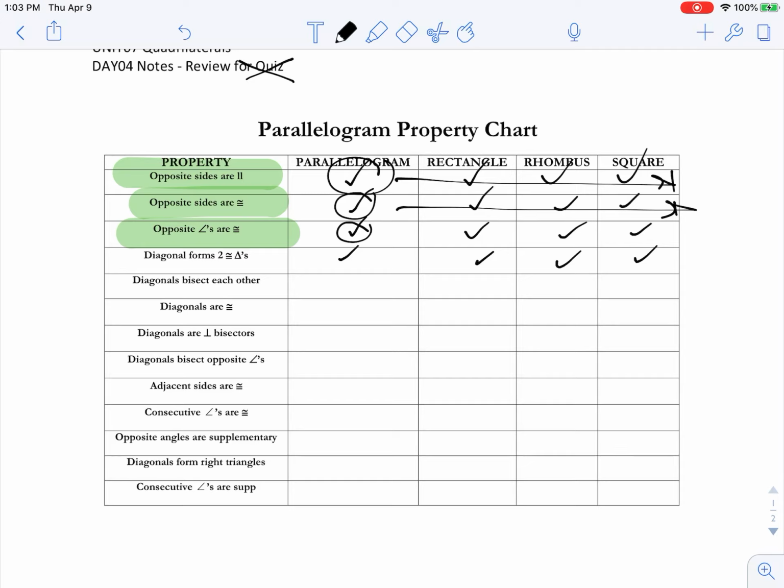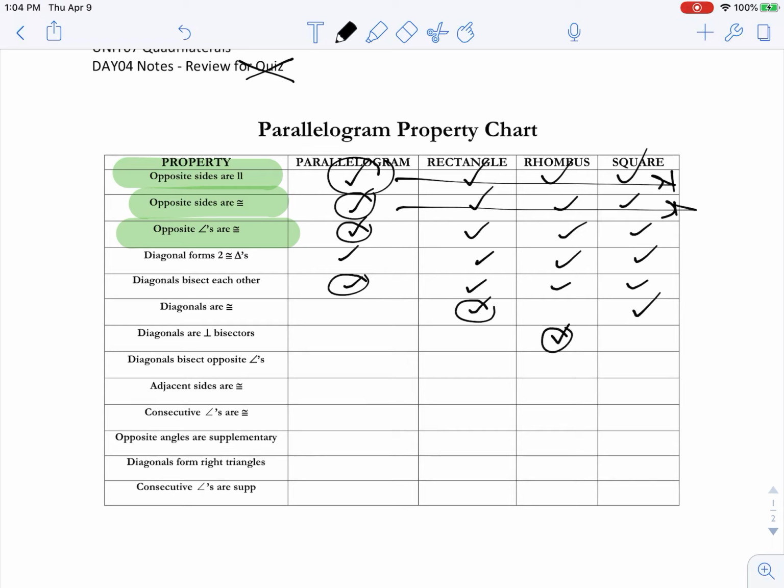Notice what I did there. It wasn't a rule that I've given you in the past. It was a situation, and I had to just draw pictures and sort of feel it out. Diagonals bisect each other. That is a parallelogram rule. Diagonals are equal. Ooh, that is a rectangle rule. It's not a parallelogram rule. What else would it be also true for then if it's a rectangle rule? That's right, a square.